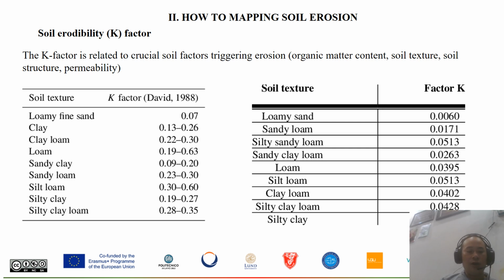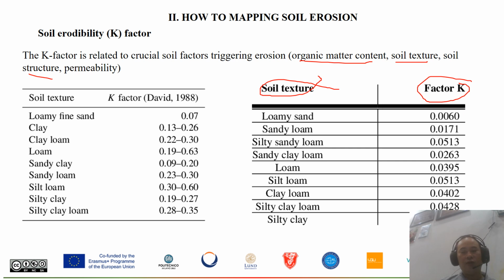Next, we go to the soil erodibility. We call it the K factor. The K factor is related to crucial soil factors that affect soil erosion, for example, organic matter content, soil texture, soil structure, and so on. We see that with different soil texture, we have a different K factor.